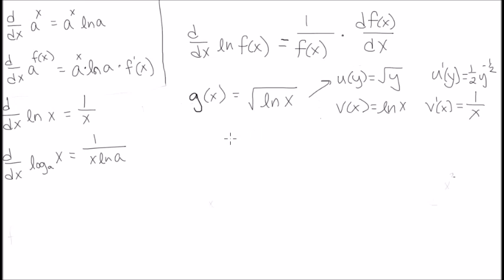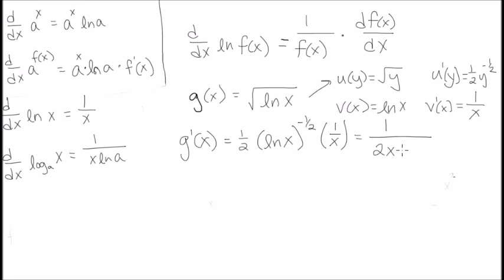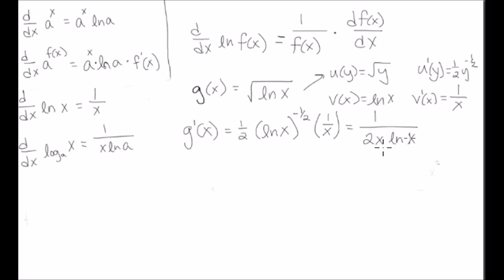So taking the composite function, the derivative of g of x is going to be the derivative of u, which is 1/2, and here we're plugging in the natural log of x for y, raised to the negative 1/2 power, times the derivative of v, which was 1 over x, which we can rewrite as 1 over 2x square root of ln x.